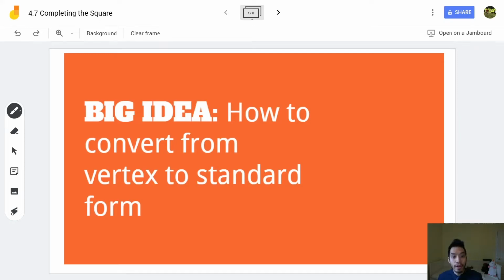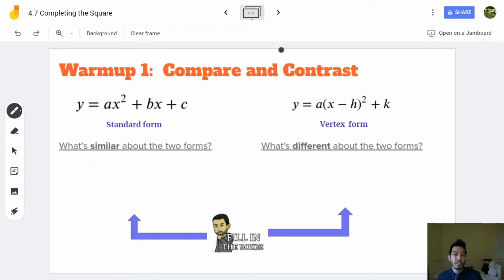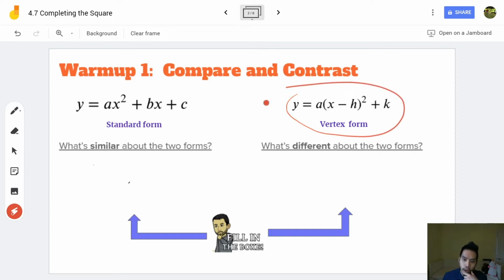Hey, this lesson is on how to convert from vertex to standard form. So, to warm us up, to get to that big idea, we're going to do a few warm-ups. The first warm-up is comparing and contrasting standard form and vertex form. If you take a look at both of these forms, you need to see what's similar about the two.